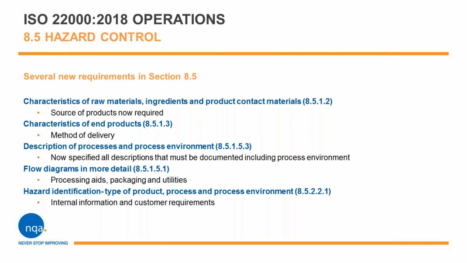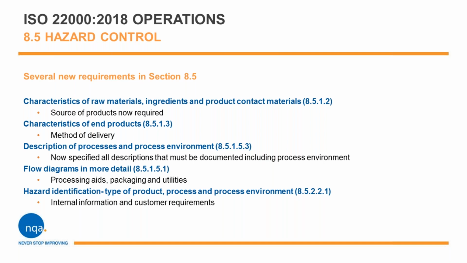End products. We need to also specify the method of delivery, not just the method of distribution, but also delivery of those products. Description of processes and process environment. So before, the standard only says description of processes. Now also mentions process environment to be considered here. And what it does is also specified all descriptions that you must have documented. So have a look at this section, okay, because describe all of these processes that you need to have documented, including the process environment. Flow diagrams, we need to include more details.